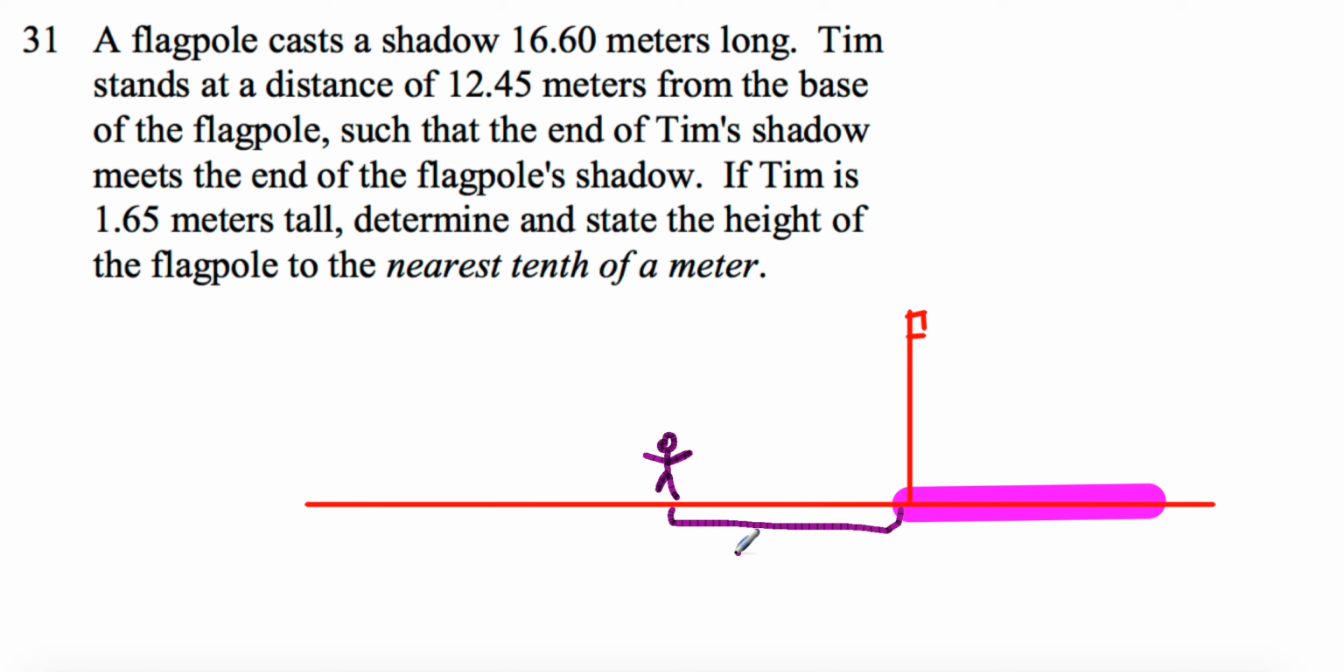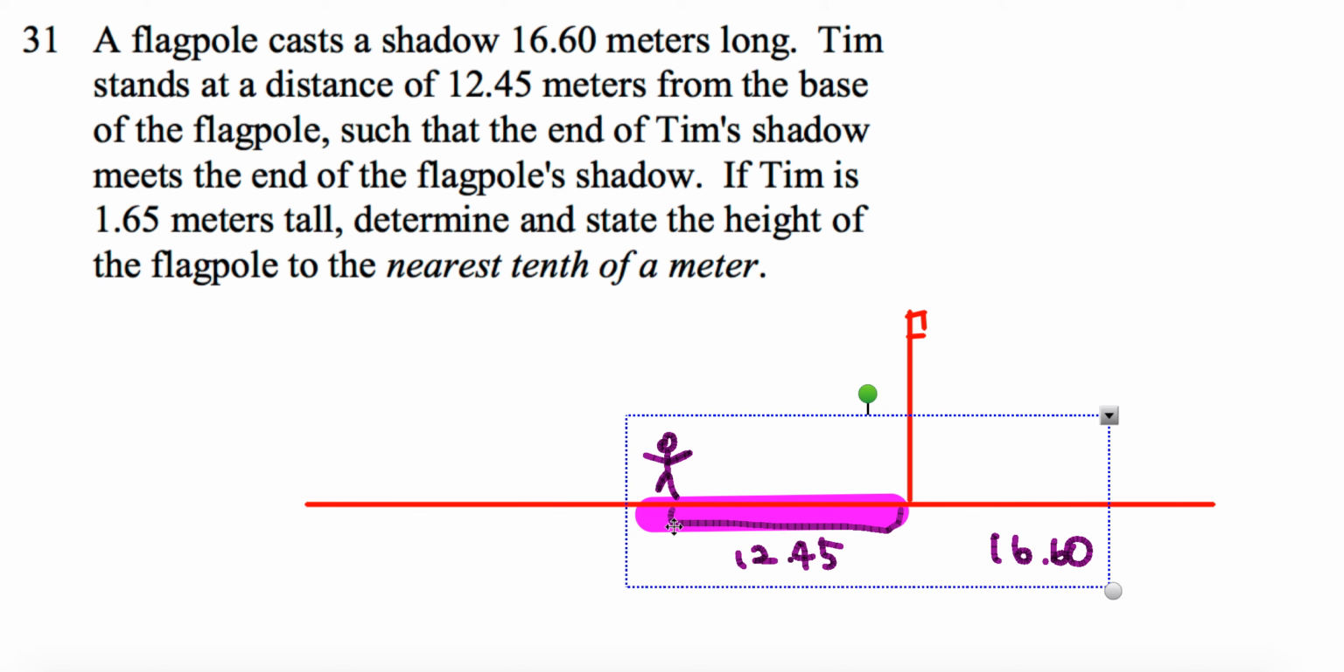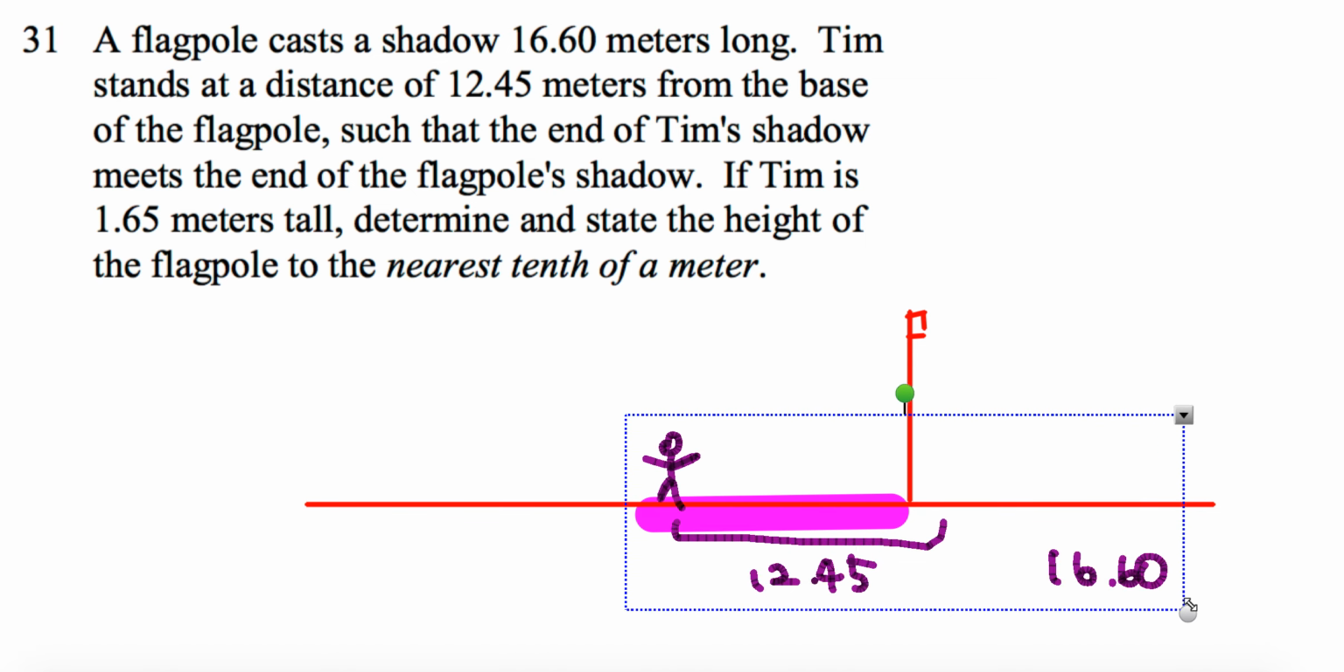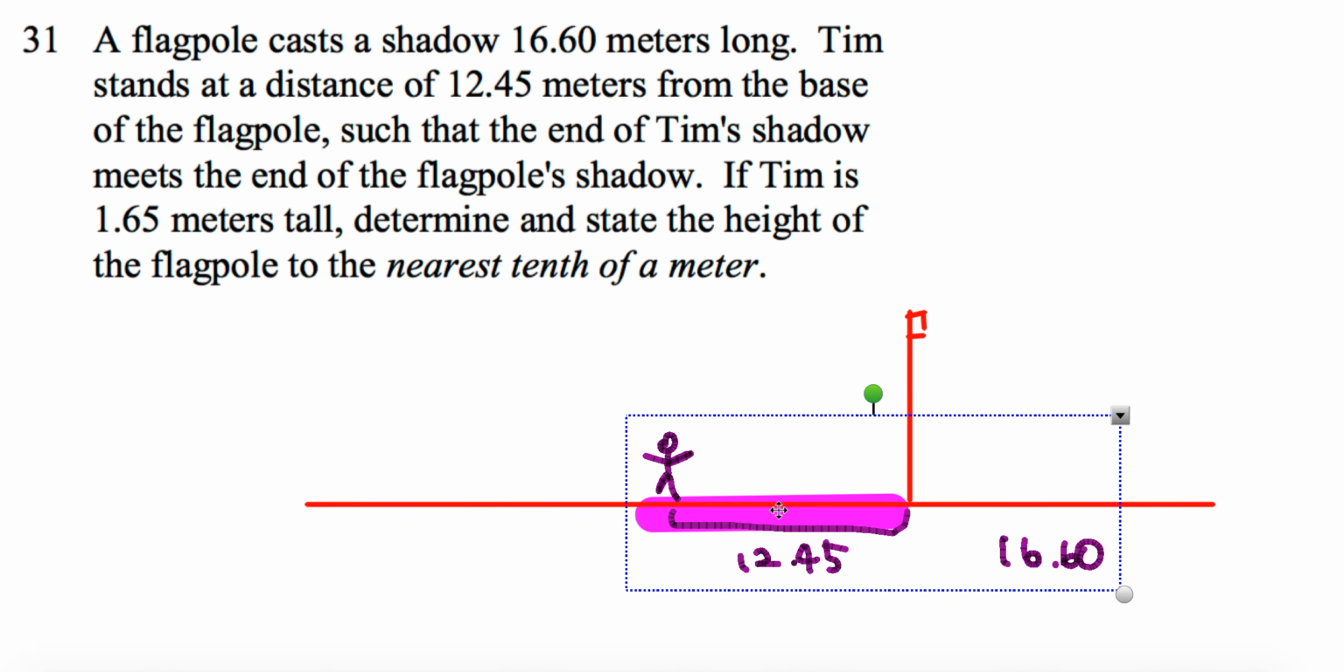That's the 12.45, while this one is 16.60. Such that the end of Tim's shadow meets the end of the flagpole's shadow. So in fact, what I have to do is maybe bring this one over to the other side. And I'll just make it a bit bigger. Oops, not that one, but this one.